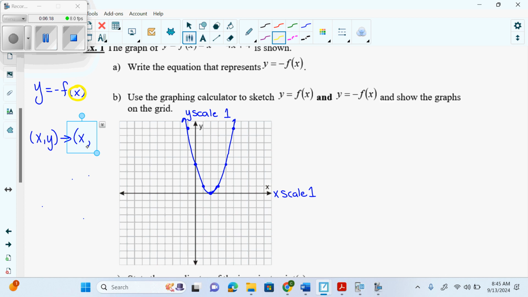A lot of people are like, I don't know if the negative goes with the x or with the y. Is the negative with the x? No, so it doesn't go with the x. Literally, that's it. If it's in the bracket with the x, it affects the x. If it's not, it affects the y. So what's being negated? The y.